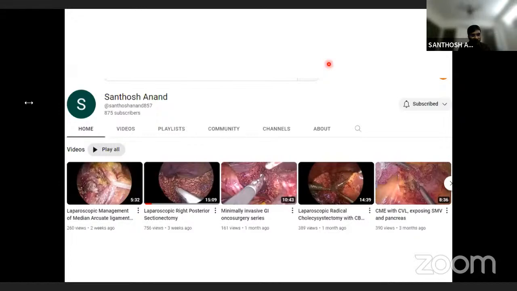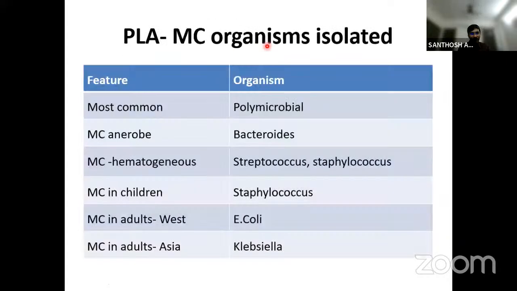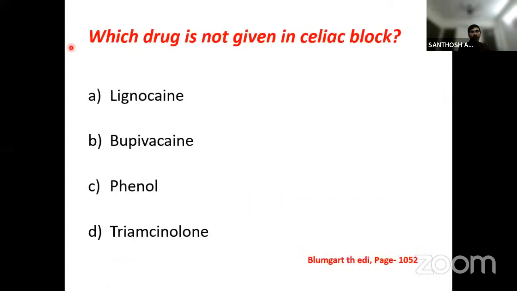I'm actually finding that agents most commonly used for this purpose include alcohol or phenol for neurolysis and bupivacaine and triamcinolone for temporary block. So the answer there should have been lignocaine. So for those who are present, I'll go back to the slide and correct myself. In celiac plexus block, which drug is not given? Lignocaine. Bupivacaine, phenol, and triamcinolone are preferred. So sorry for that, and thank you very much, Dr. Virendra Kumar Deshmukh. I just saw it from other pages.